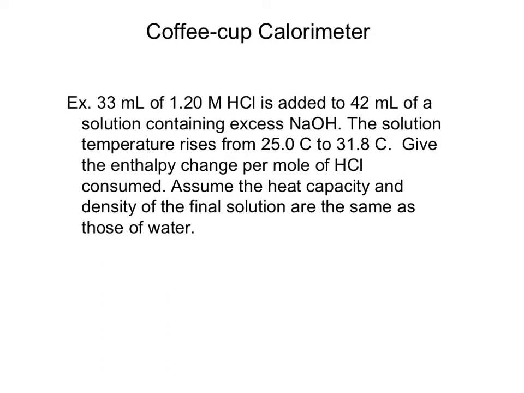So the heat capacity of water is 4.184 joules per gram degree C. And the density of water is 1.0 gram per milliliter. So we're saying that the solution is dilute enough that the heat capacity of the solution is the same as that of water, and the density of the solution is the same as that of water. So we're going to use those numbers right there.